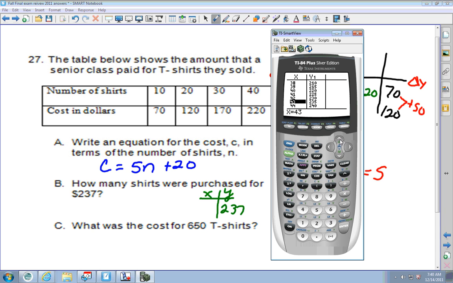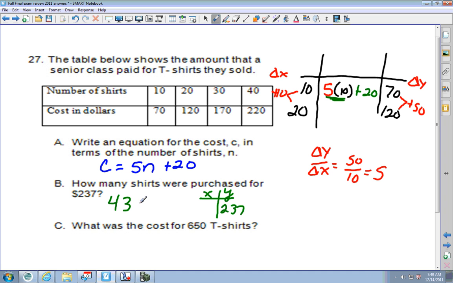But if it was close, could I purchase 44? Because look, 44 is $240. If I only have 237, do I have enough? No. The most I could get is 43. Otherwise, with 237, it would give me a decimal. Can you buy half of a shirt? Some of them look like they're half of a shirt, but really you have to pay for the whole shirt. So 43 shirts.